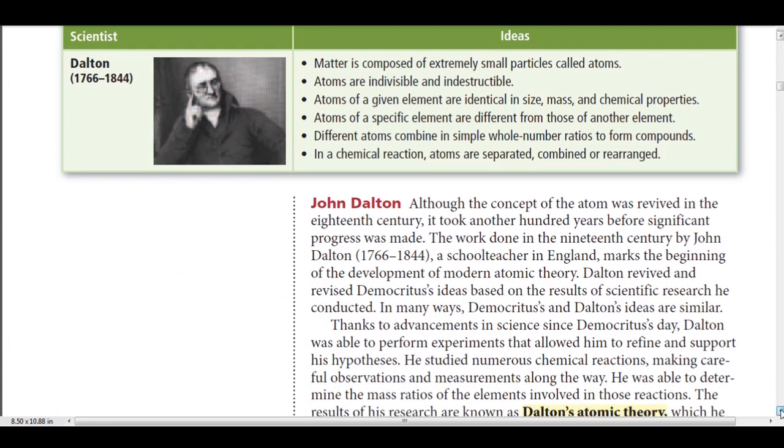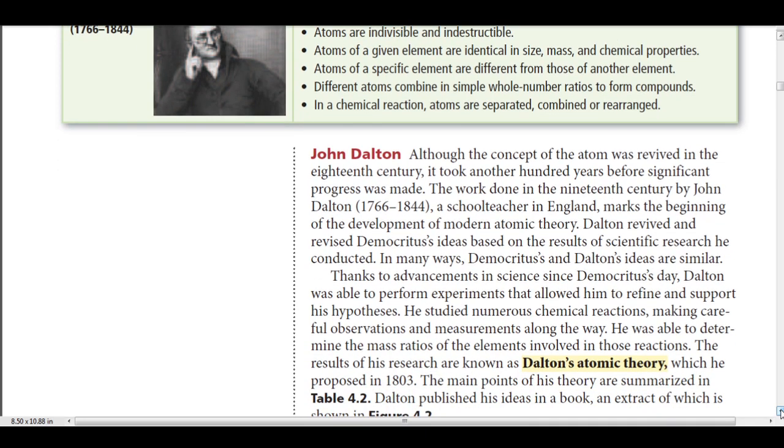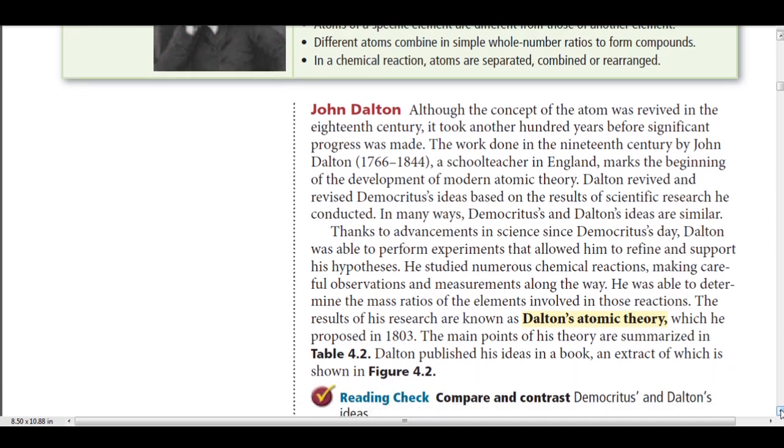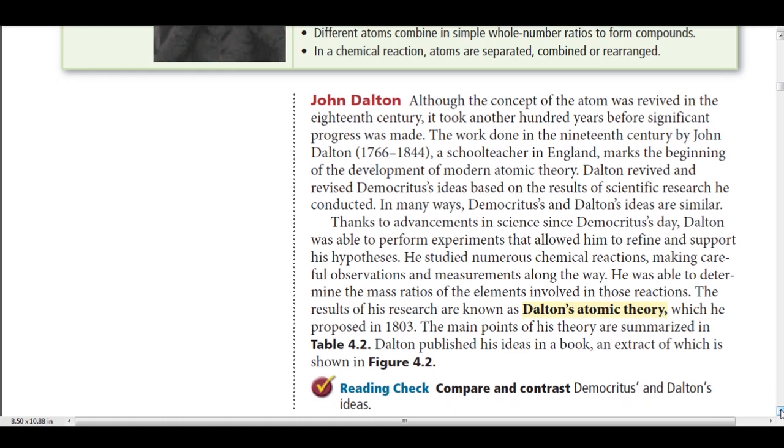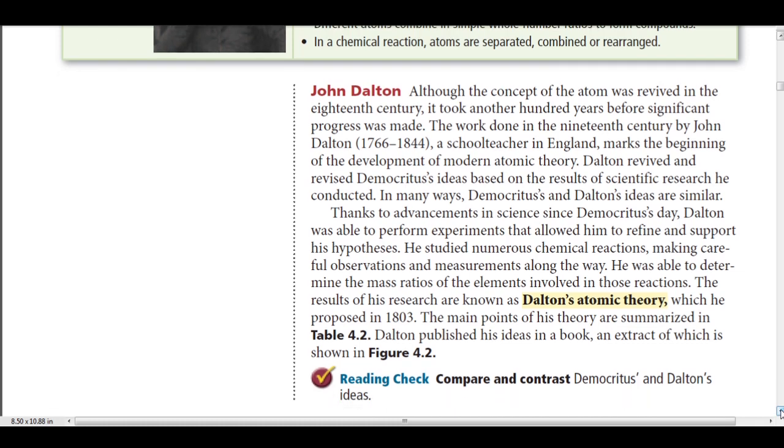In comes the turn of the 19th century, and John Dalton. The work done by John Dalton, an English school teacher, marks the beginning of the modern atomic theory. Dalton revised Democritus' ideas based upon results of his own research, and a lot of Dalton's and Democritus' ideas are similar. Thanks to the advancement of science since Democritus' day, Dalton was able to perform experiments that allowed him to refine and support his hypotheses.